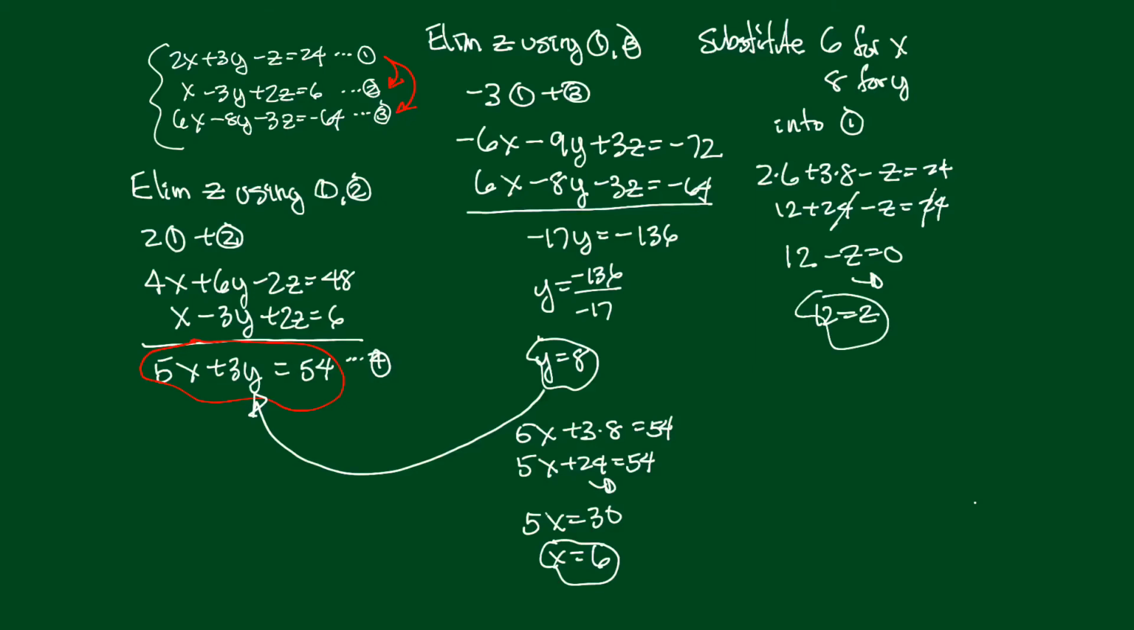All right, so let's summarize. Here's what we have. X is equal to 6. Y is equal to 8. Z is equal to 12. We can write it like that. Or, if you like, an ordered triple as 6, 8, and 12, signifying where these 3 planes intersect.